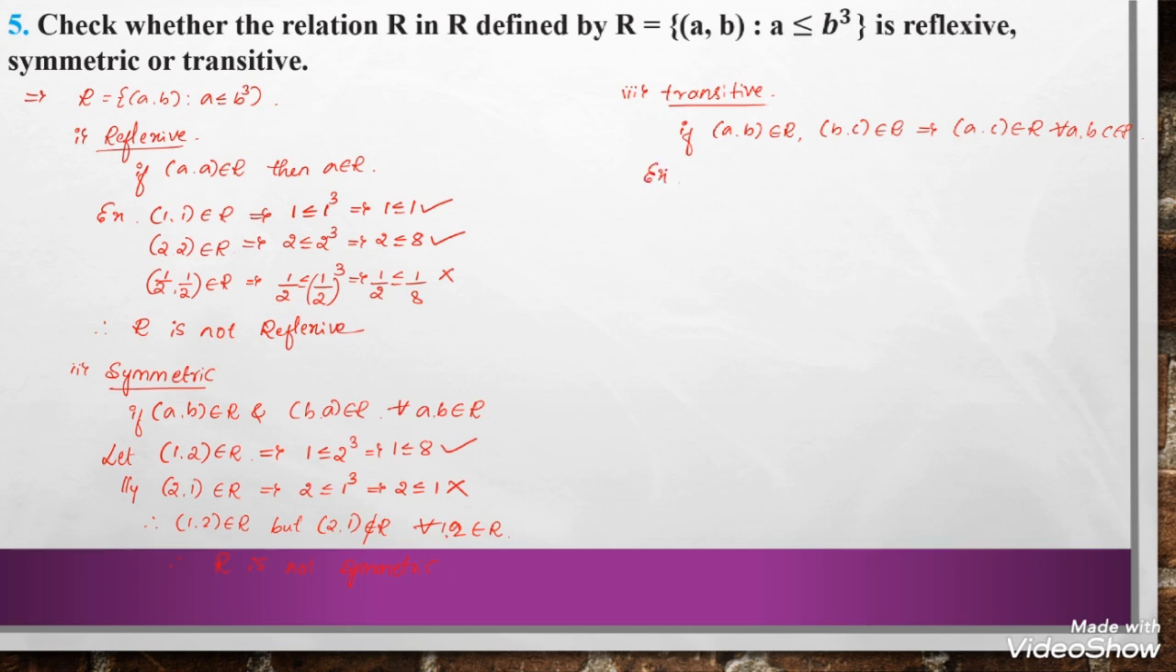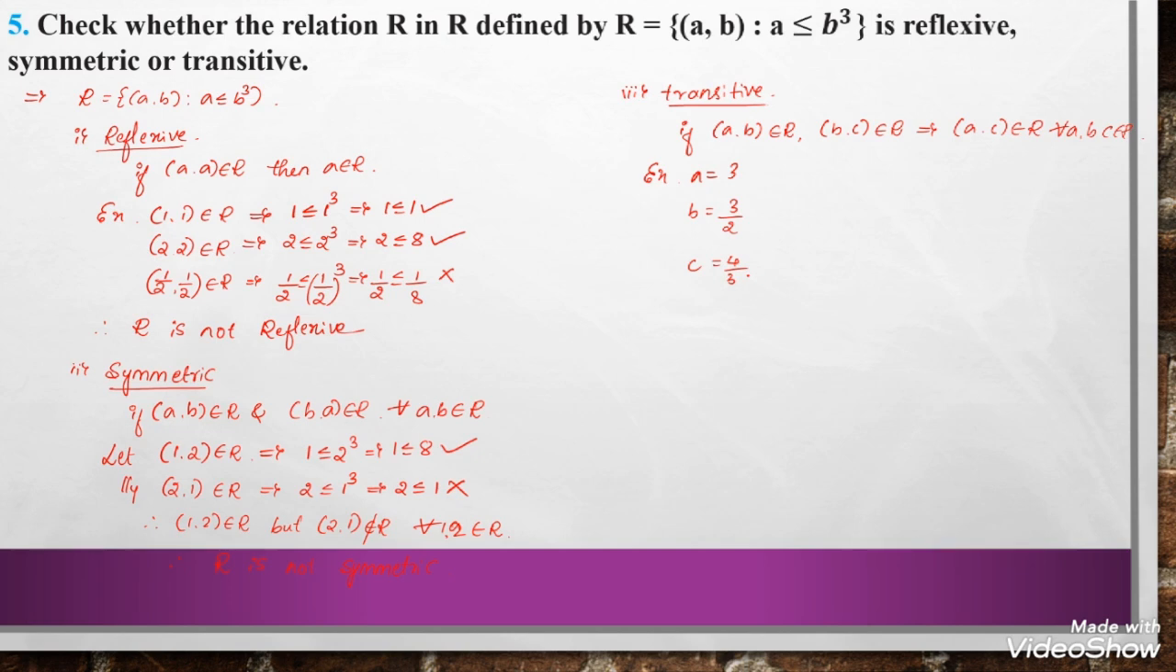Then, considering the elements, A is equal to 3, B is equal to 3 by 2, and C is equal to 4 by 3. Because you have to take any example here. Actually all the examples satisfy, but while checking the definition, we will take a counter example.